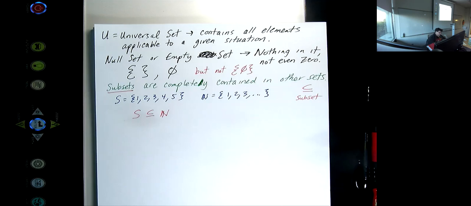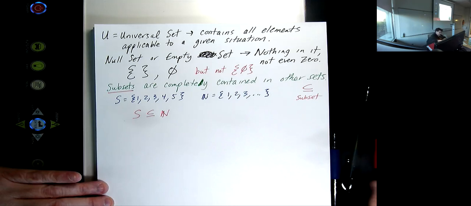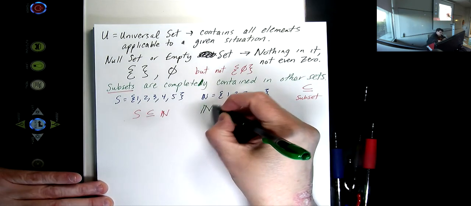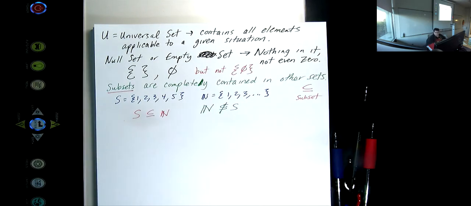Going the other way, N is not a subset of S. So we just do that vertical bar thing again, or that diagonal slash. It's not really vertical, it's diagonal.